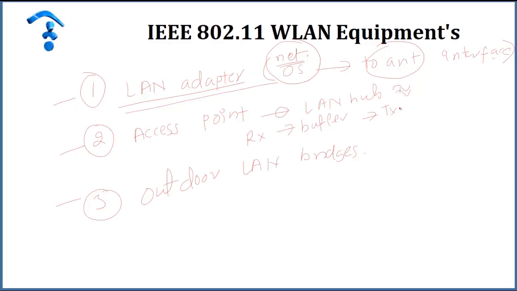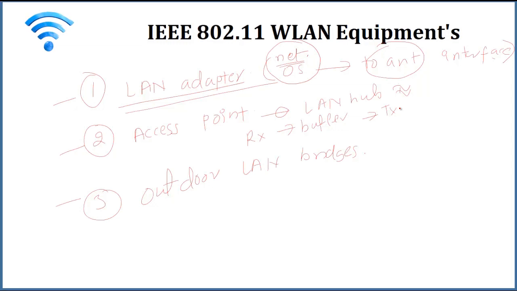The access point is a smaller name just because we are using it in a wireless LAN. It will receive, buffer, amplify, and then transmit. In a transponder we generally say amplify instead of buffer. So here it will be receive, buffer, and transmit.